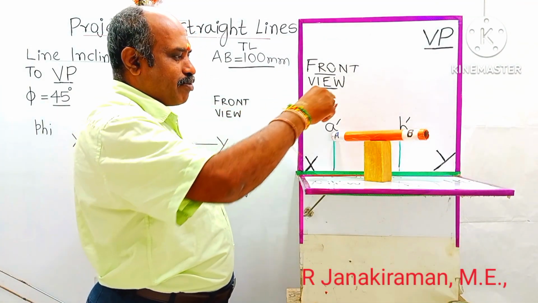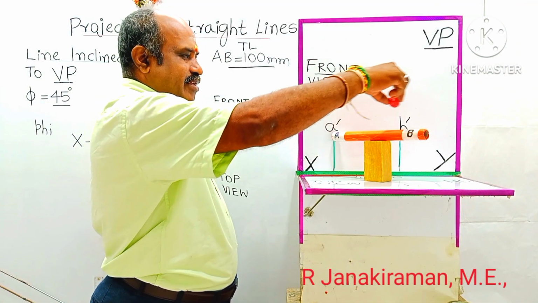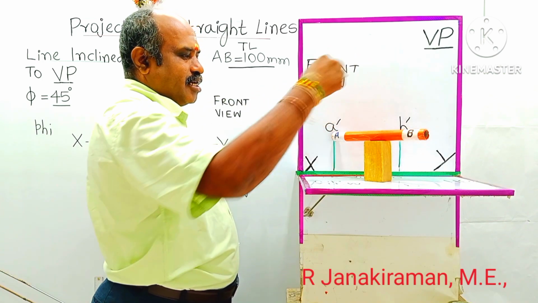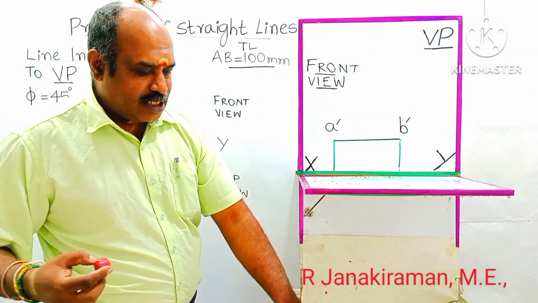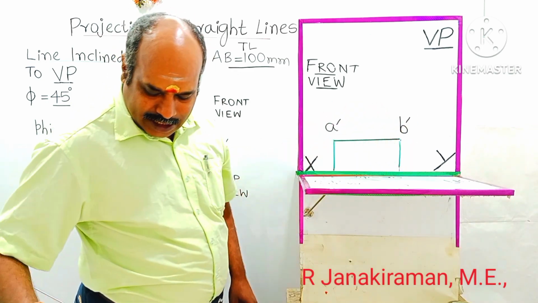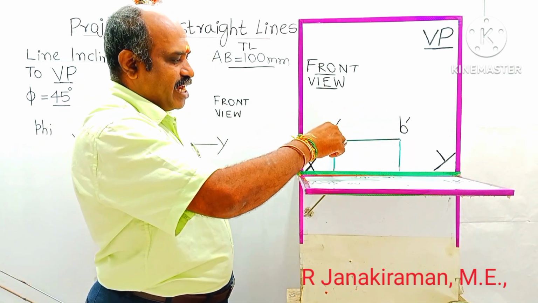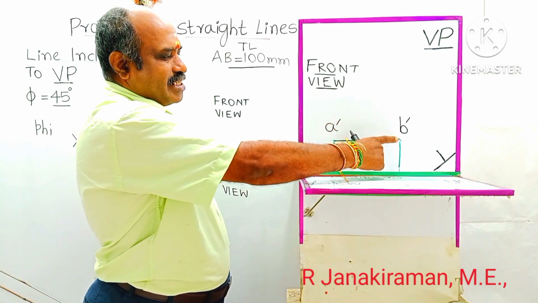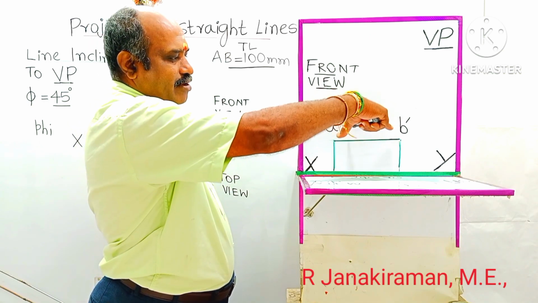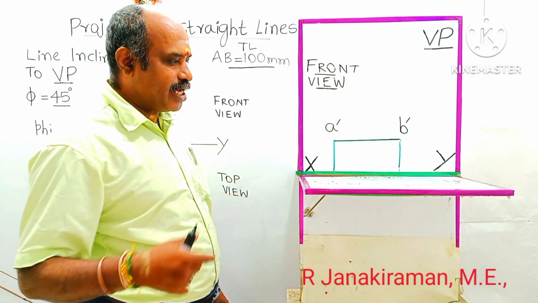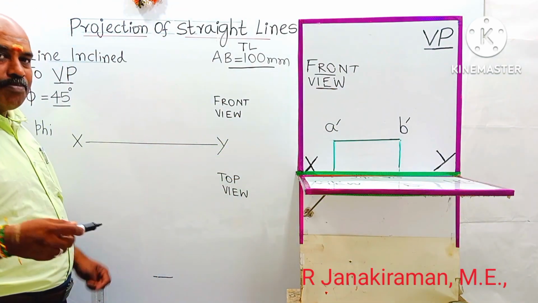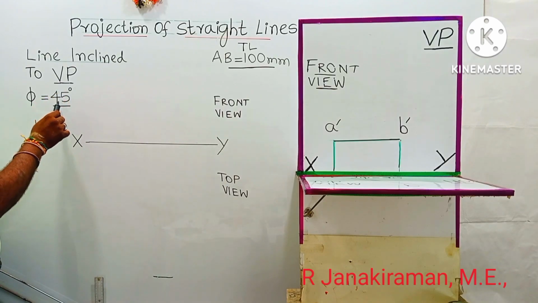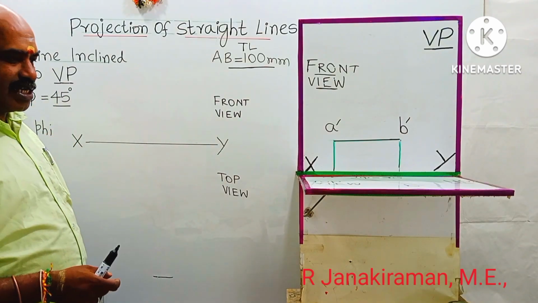And the front view is also projected. A is projected as A dash on the VP. Similarly, point B is projected on the vertical plane as B dash. This is the front view, as I told you earlier. If you join A dash and B dash, you will get the front view length. But we don't know how much this length will be. Further, we're going to draw the top view first. Whenever the line is inclined to VP, we have to draw the top view first. You have to understand and remember that.